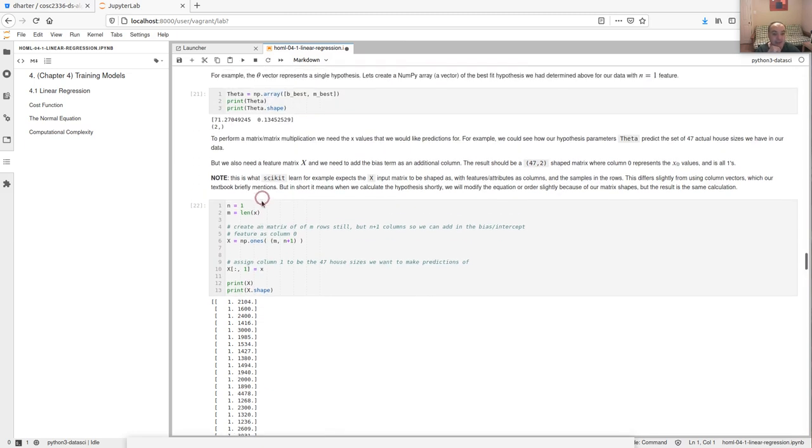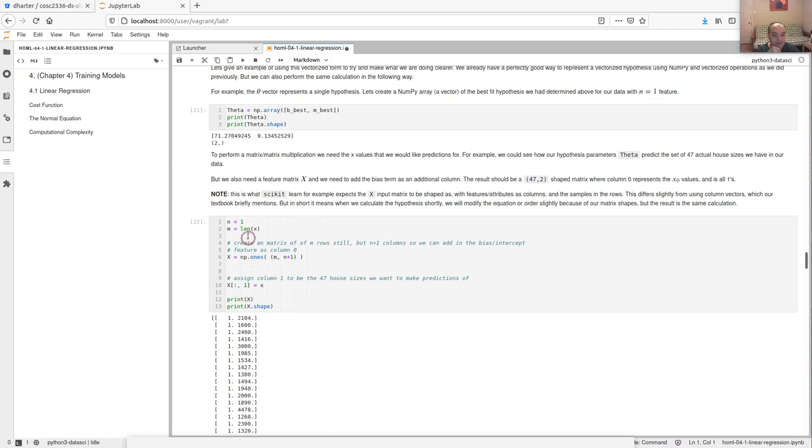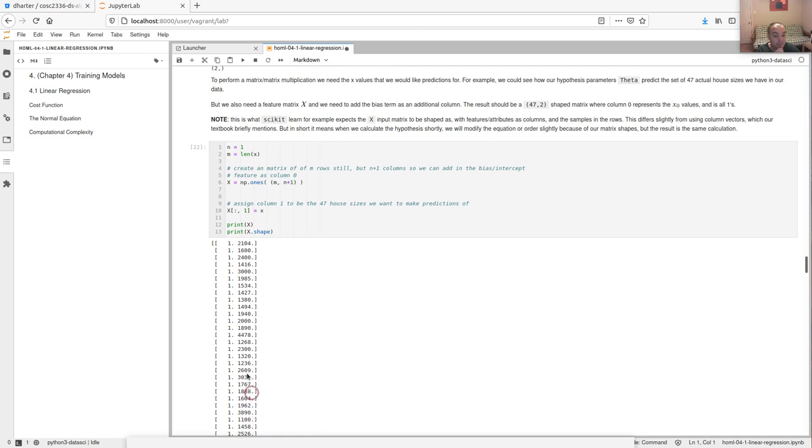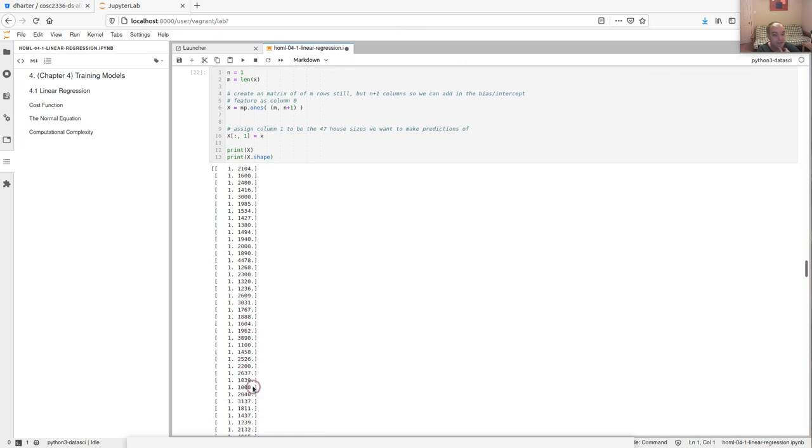What we're claiming is that if you just do the dot product, theta times this, you'll get your prediction, the predicted value for each one of these houses with the given square feet that was in our data set that we used to fit the model.